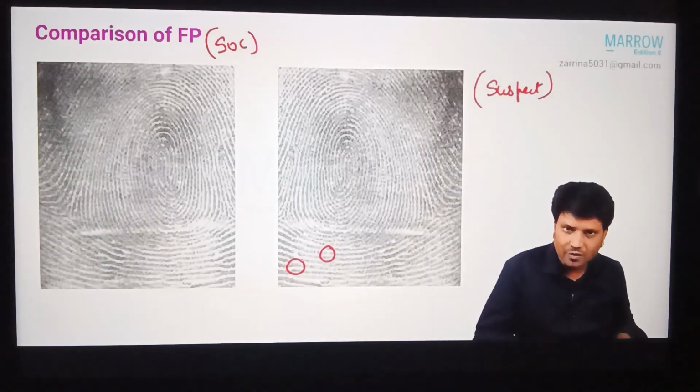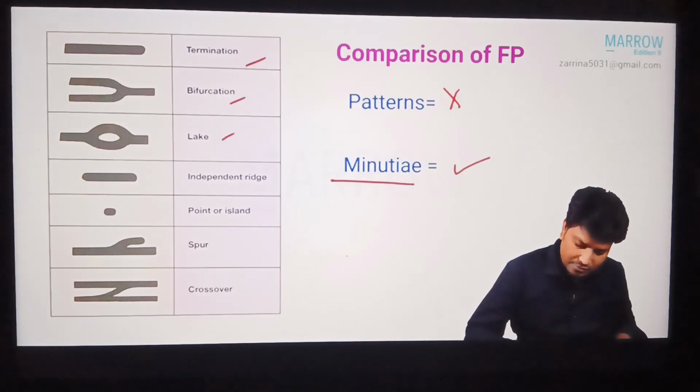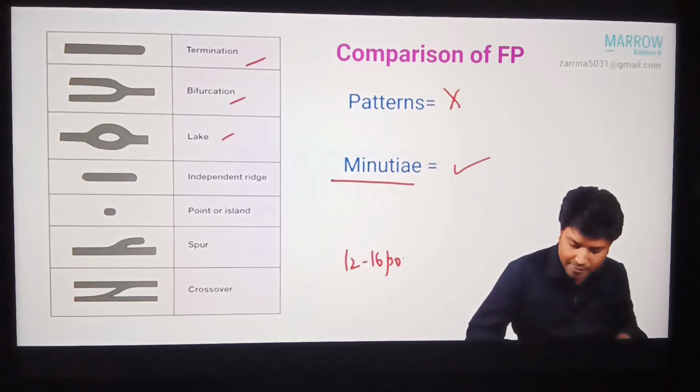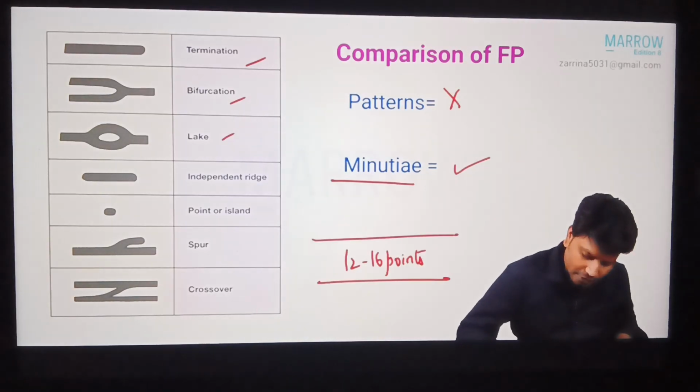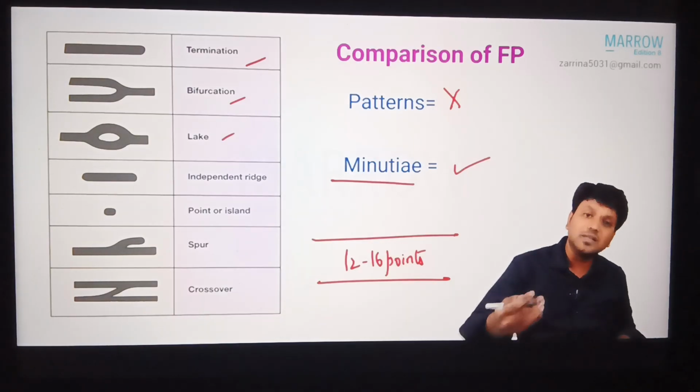You need to look at the other fingerprint, whether it is exactly matching or not. If at least 12 to 16 points are matching, you can say both fingerprints belong to the same person. Right? 12 to 16 points of matching are there. You can say both fingerprints belong to the same person. The higher the number, the better.